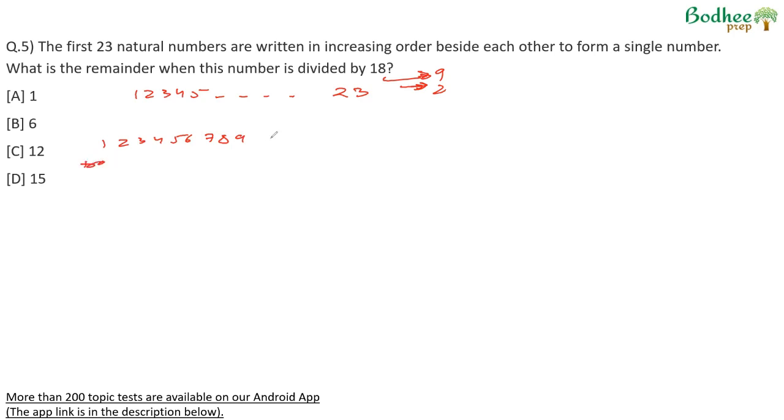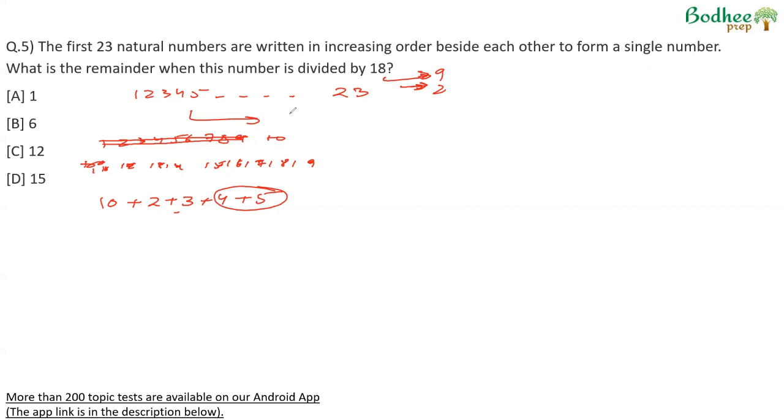Then 1, 0. Then we write 1, 1, 1, 2, 1, 3, 1, 4, 1, 5, 1, 6, 1, 7, 1, 8, 1, 9. The digits 1 to 9 will add up to 45, which is divisible by 9, and again 1 to 9 add up to 45, divisible by 9. So we are left with 10 ones in the ones place. So we write 10 plus, from here we have 20, 2 plus 0, plus 21, which is 3, 22, sum of digits 4, 23, sum of digits 5. 5 plus 4 is 9, 2 plus 3 plus 1 is 6. So if we add the digits of this number, we get 6.